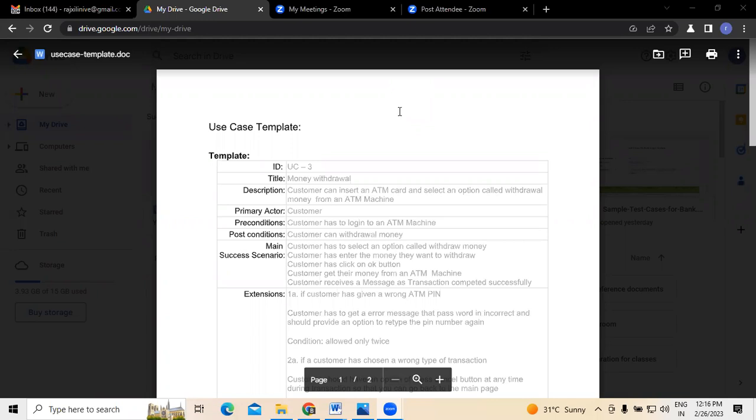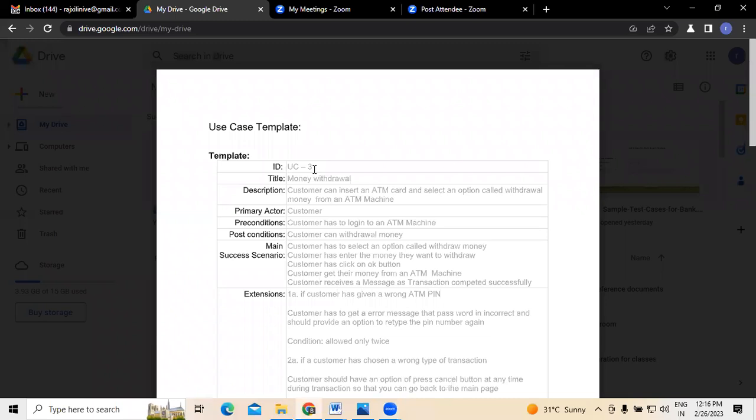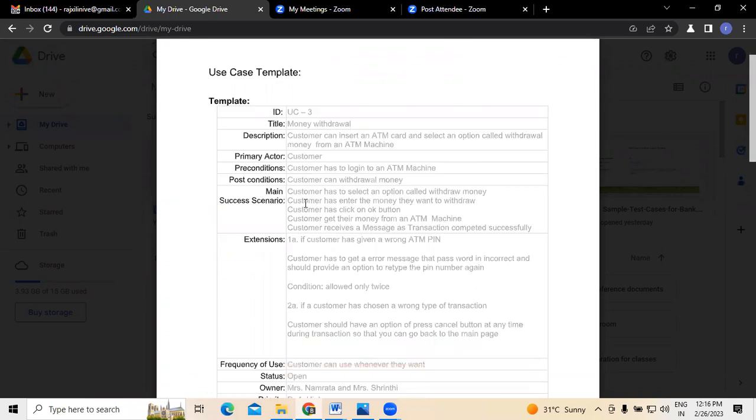Now, here we have to mention the use case ID number. That number can be anything: 1, 2, 3, 4, 5, 6, 7, 8, whatever it is. Next, the title will be mentioned here. Title means the respective functionality. If I'm taking an ATM machine as an example, money withdrawal is a functionality, so that itself is the title. So what happens in money withdrawal? What was the description? That will be written in the description column.